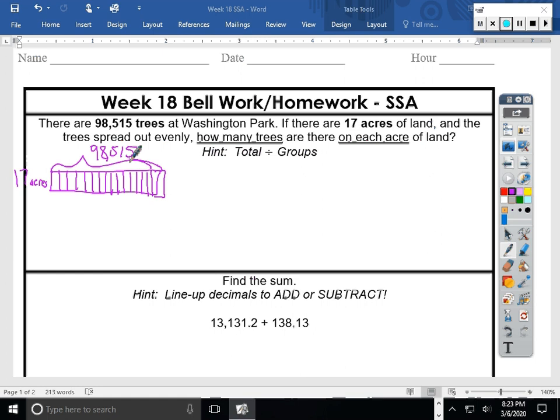All right, well, in this case, I would go for the total number and I would divide it into parts or into groups. So that's my hint. It says today, take your total, as in the total number of trees, and we are going to divide it into groups, or acres in this case. So let's go ahead and set up our 98,515. That's the total trees, and we're splitting it into 17 parts or 17 equal acres.